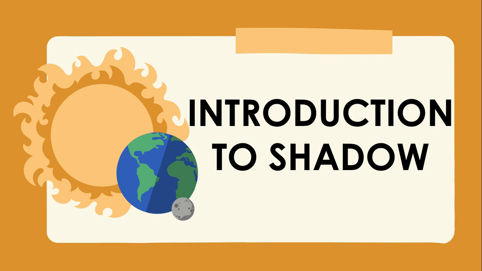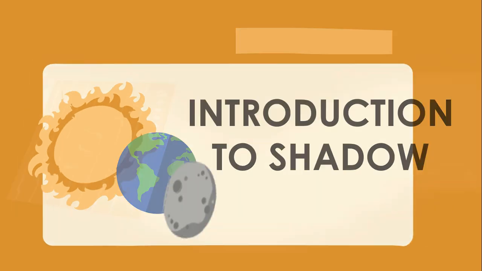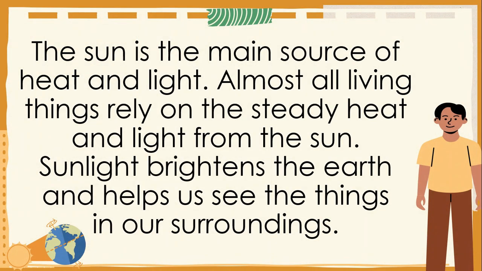Let's discuss about the introduction to shadow. The sun is the main source of heat and light. Almost all living things rely on the steady heat and light from the sun. Sunlight brightens the earth and helps us see the things in our surroundings.